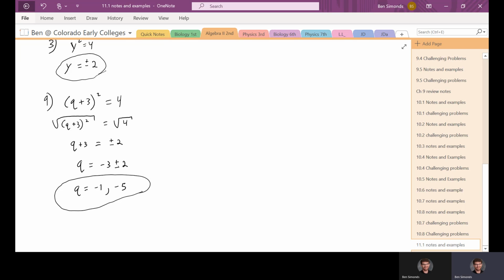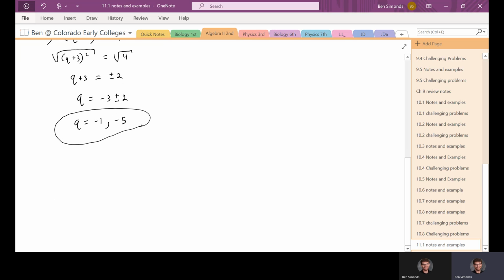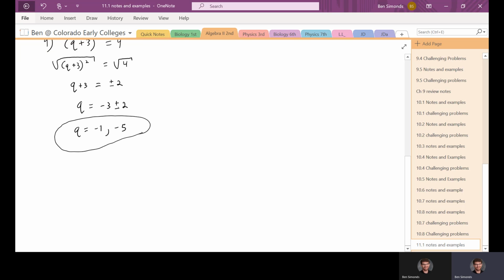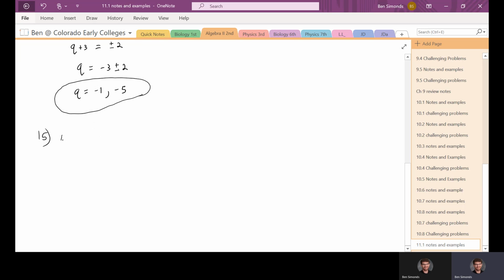All right. Let me see, what was the next problem I wanted to look at here? Number 15. Next one I have circled. Again, number 15 is still doing what we're calling the square root property here. So number 15 is 15 equals 4 plus 3w squared.